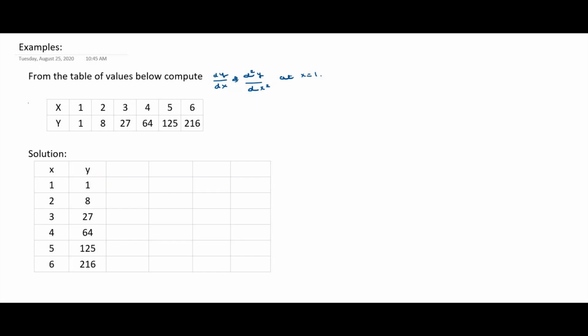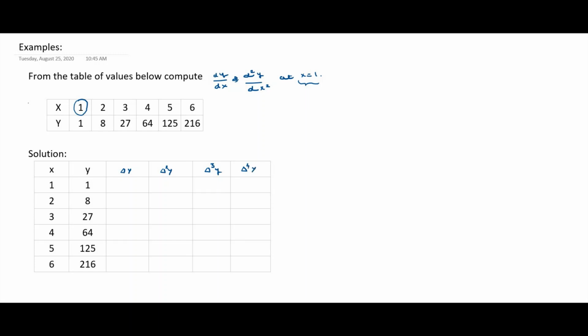Now, from the given question, they are asked to find the value for first differentiation and second differentiation at the value of x is equal to 1. And this x is equal to 1 which is nearer to the first value of x, so which is nearer to the beginning end. Therefore, we have to use Newton's forward difference interpolation formula. So, in the table, I will use the forward formula, that is delta y, second value is delta square y, third value is delta cube y and fourth value is delta raised to 4y.